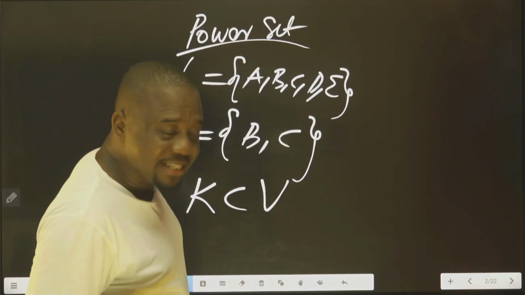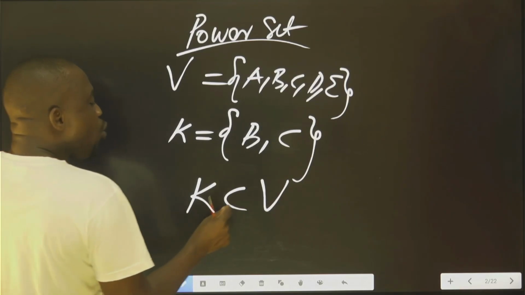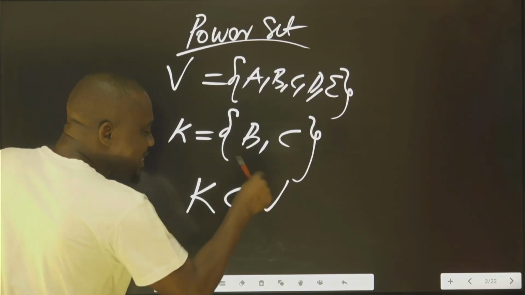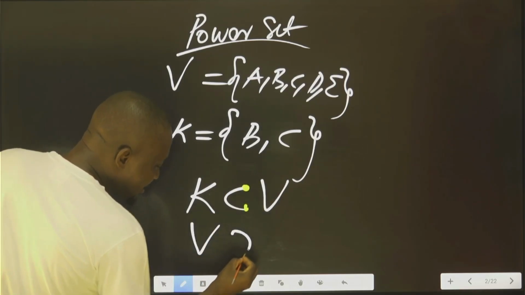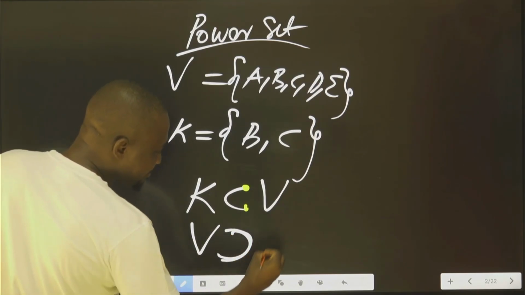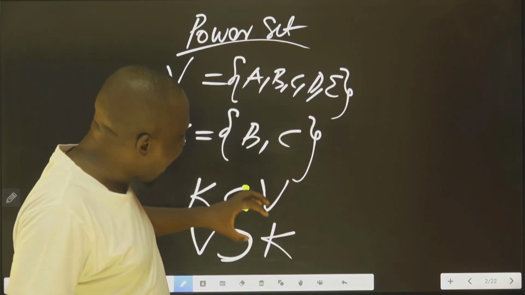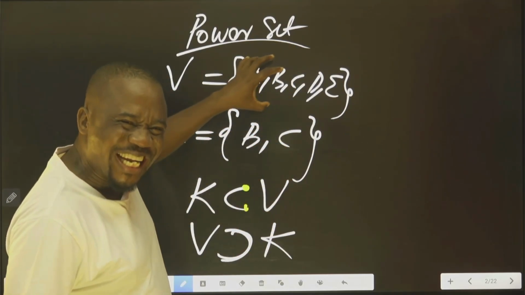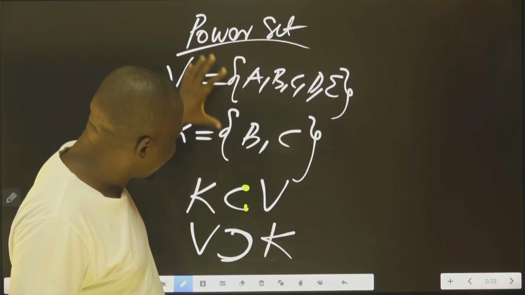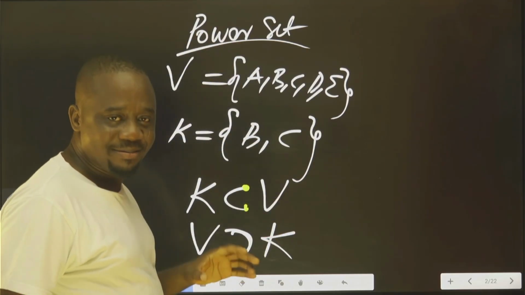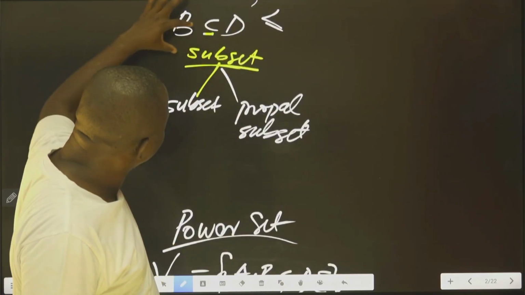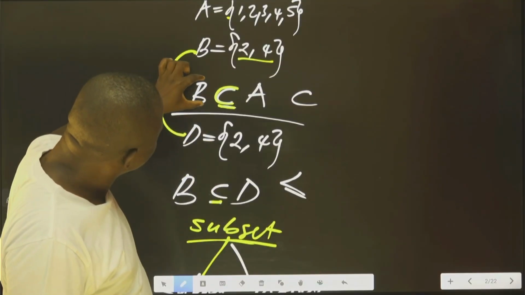Right? Okay, good. As you can see, this is facing this side. I can write V like this. That means V is a superset of K. You are the boss, you are the king, you are the head, you are the father of K. Just like this one we did, okay? This is what?